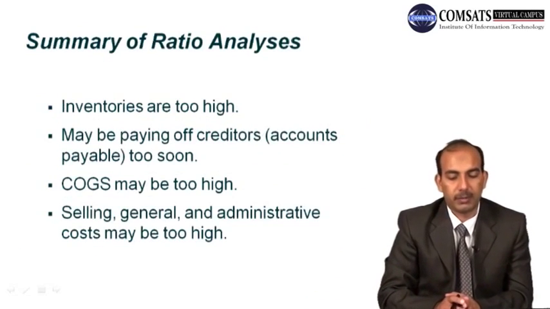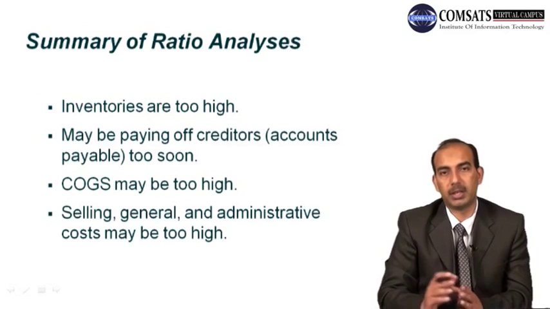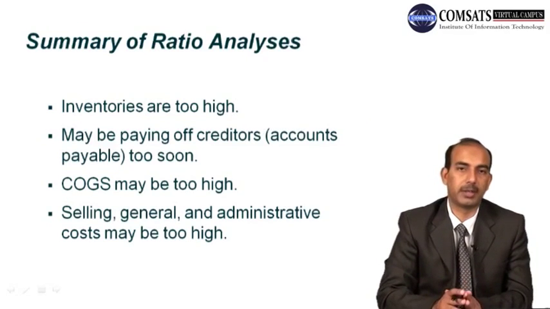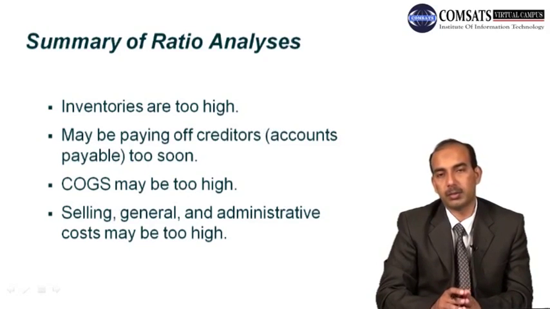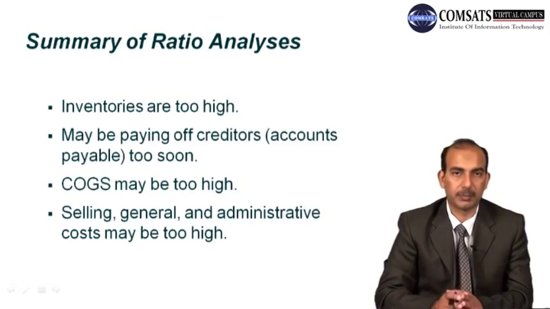And then the summary of ratio analysis: the inventories are too high. What did we pick up from this as a finance manager? The inventories are too high; they are not being utilized very properly. And then maybe we are paying off creditors too soon. As we saw, the company is paying creditors at a much faster pace than the industry. So we make payments to our creditors very quickly.